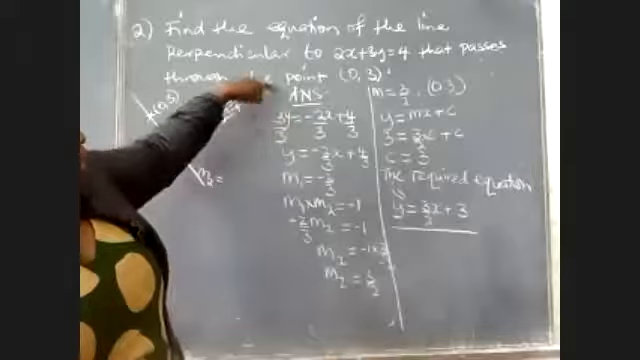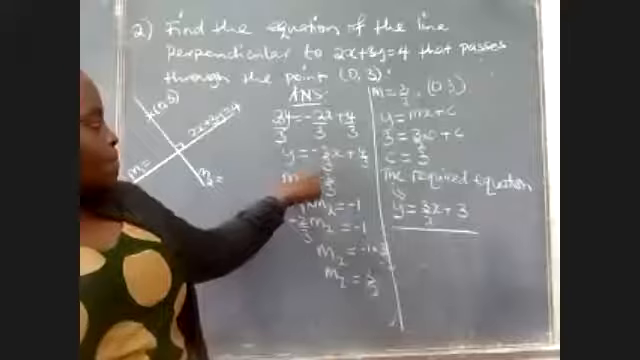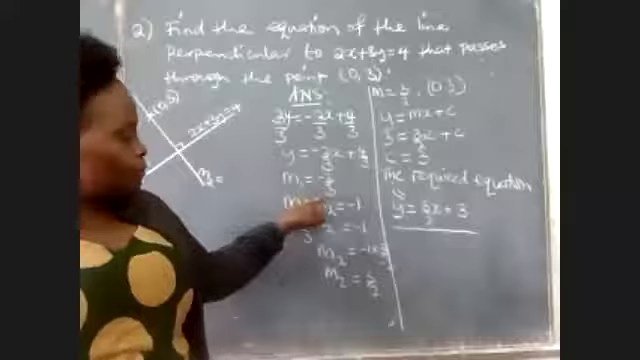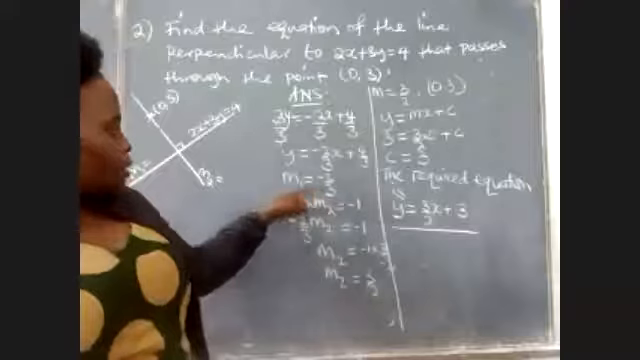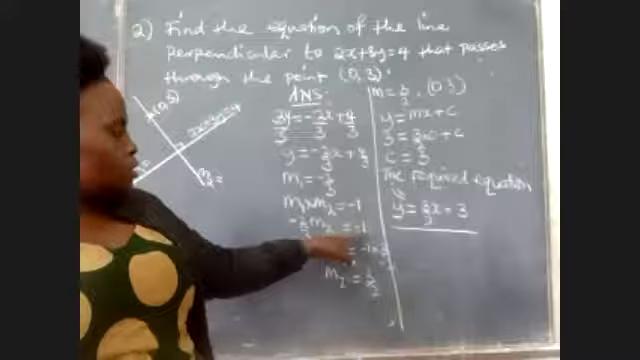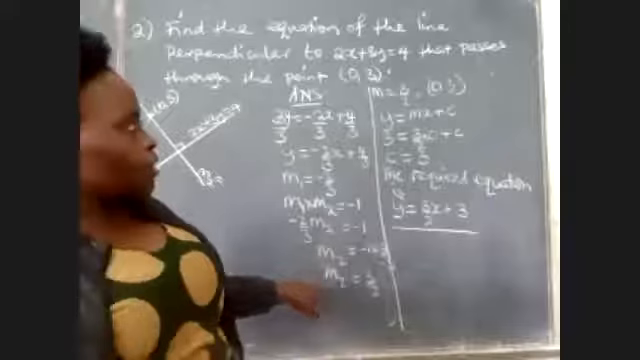Rearrange this equation such that you write it in this form y is equal to mx plus c. So our m, which is the gradient m1, is equal to negative 2 out of 3. And from this relationship, m1 times m2 is equal to negative 1. Therefore, the m1 is negative 2 out of 3, and m2 is equal to negative 1. From this, we are having m2 as 3 out of 2. So if you have m2, this is the gradient of the line that you are looking for.